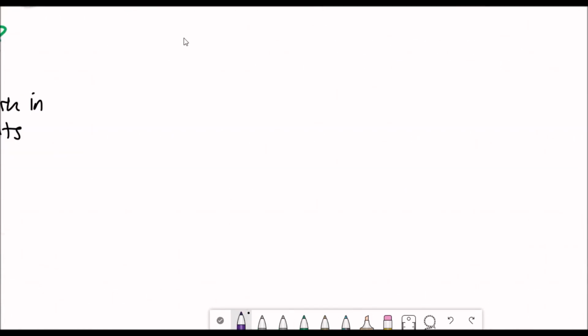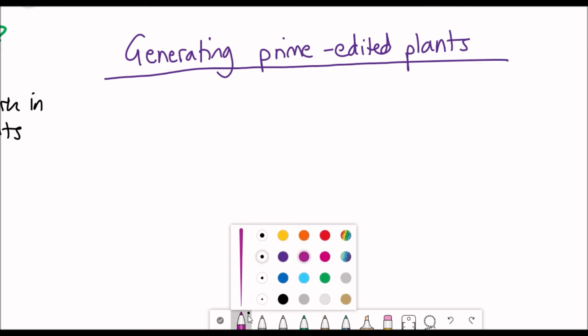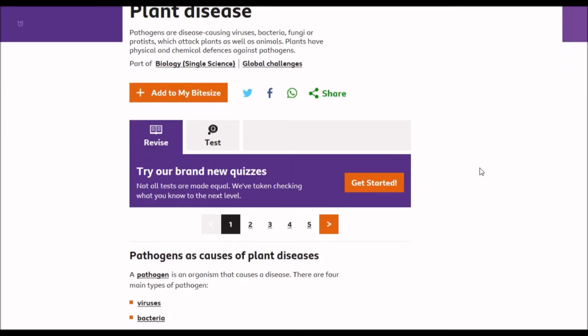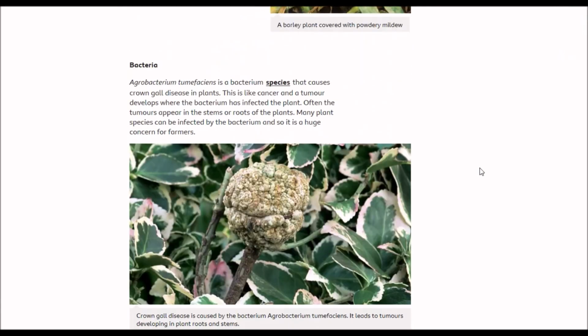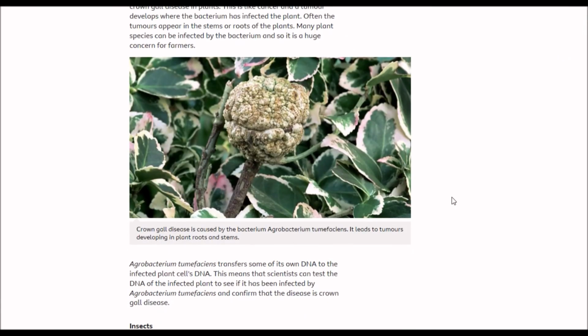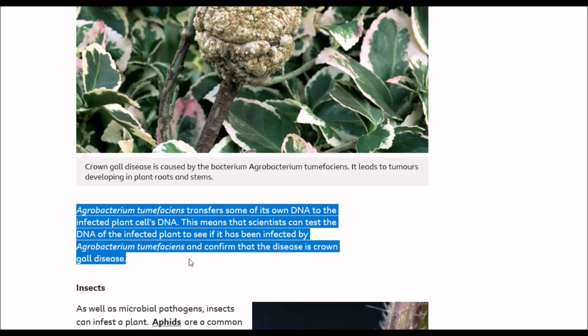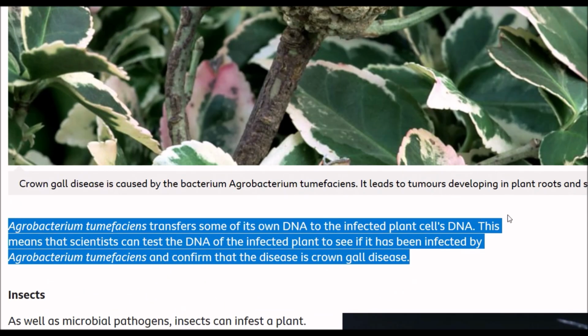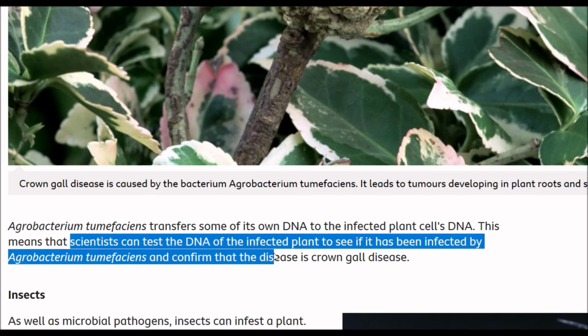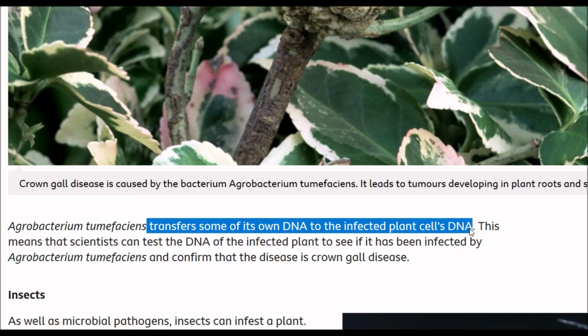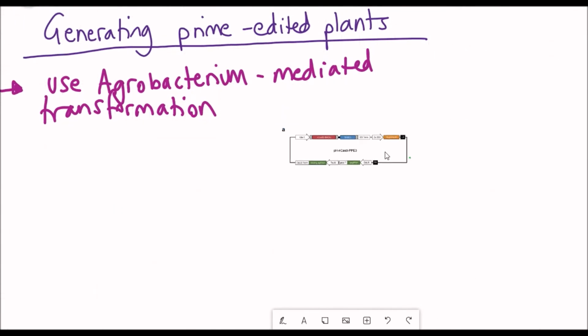How well does this editing technique work in actual plants as opposed to just testing the system? So, the main challenge is actually getting the prime editing components into the plants, and to do that they use agrobacteria-mediated transformation, which turns out is something I learned at GCSE, not A level. But anyway, agrobacterium is a bacterium and it infects plants, and when it does this it transfers some of its own DNA into the infected plant cell's DNA, and this can be exploited to get the DNA encoding the prime editing system into the plants.